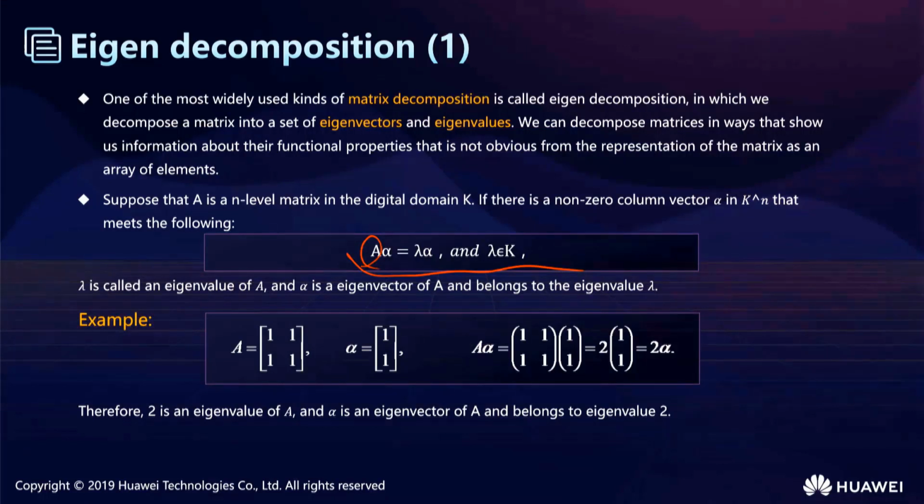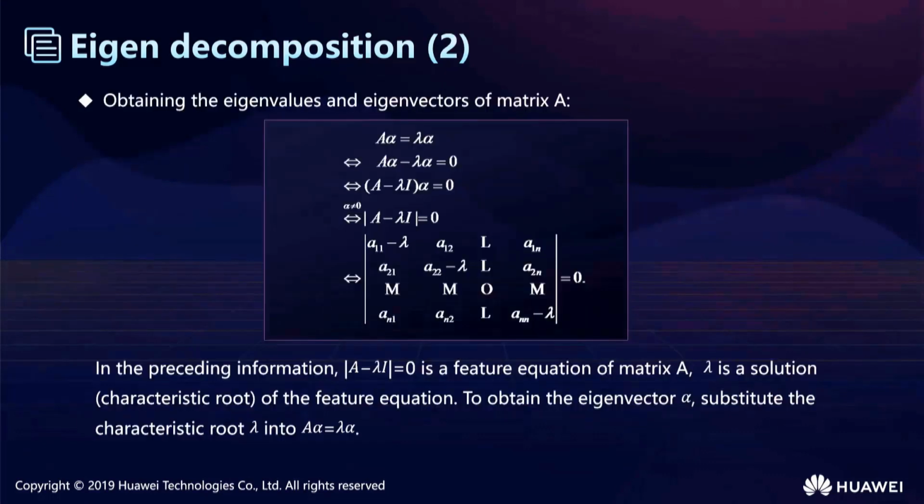For example, because A multiplied by alpha is equal to 2 multiplied by alpha, alpha is the eigenvector and 2 is the eigenvalue. Here we will learn how to calculate the eigenvectors and eigenvalues.